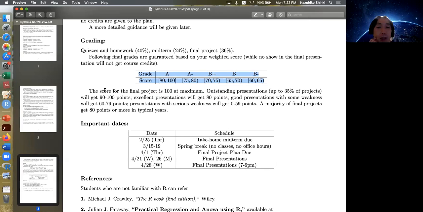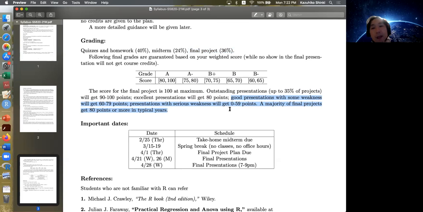For the final project, the grading is a little different. The maximum is 100, but only up to 35% of students can get more than 80 points. The majority of students get 80 points, which is basically for excellent or good enough presentations. If presentations have some weakness, then you will get lower than 80.